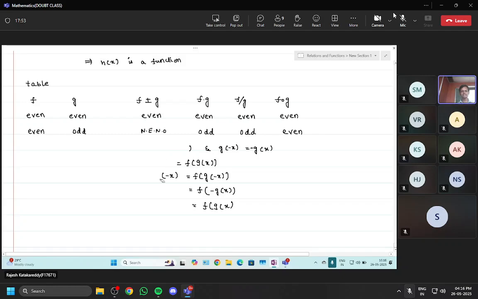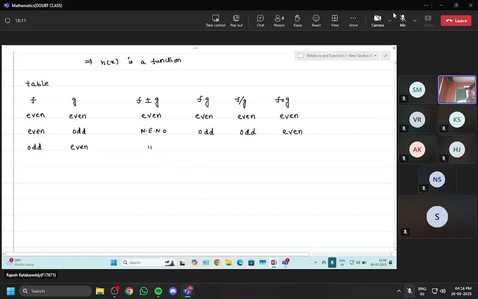Now interchanging them, starting with odd and then next is even. In that case, again, we cannot say anything for sum and difference, but the remaining we can say here. Let's take odd and then even. In this case, the sum will be neither even nor odd. We cannot tell anything, it won't be even, it won't be odd, right?